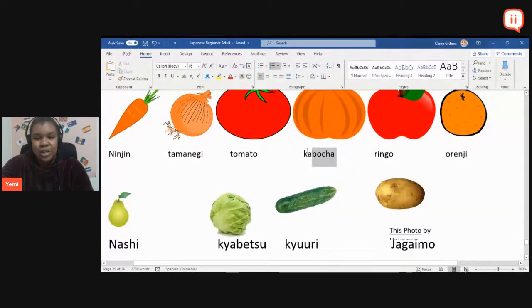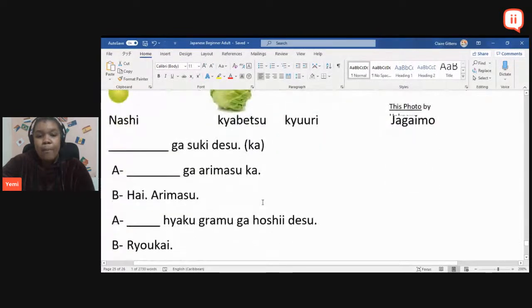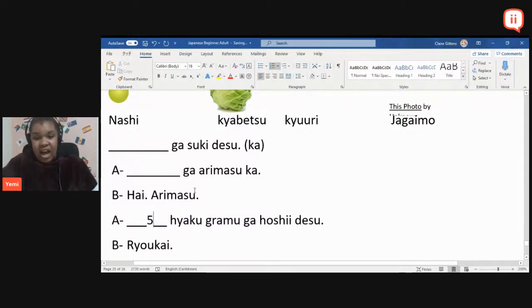Okay, so let's start with pumpkin. Do you have pumpkins? Okay, so listen and repeat. Do you have pumpkins? Kabocha ga arimasu ka? Hai, arimasu. 500 gramu ga hoshii desu. Ryokai. Okay, so this one is just, do you have pumpkins? Yes, I have pumpkins. So I would like 500 grams then. Give me 500 grams of pumpkins. Okay, I understand. Ryokai is I understand, okay?